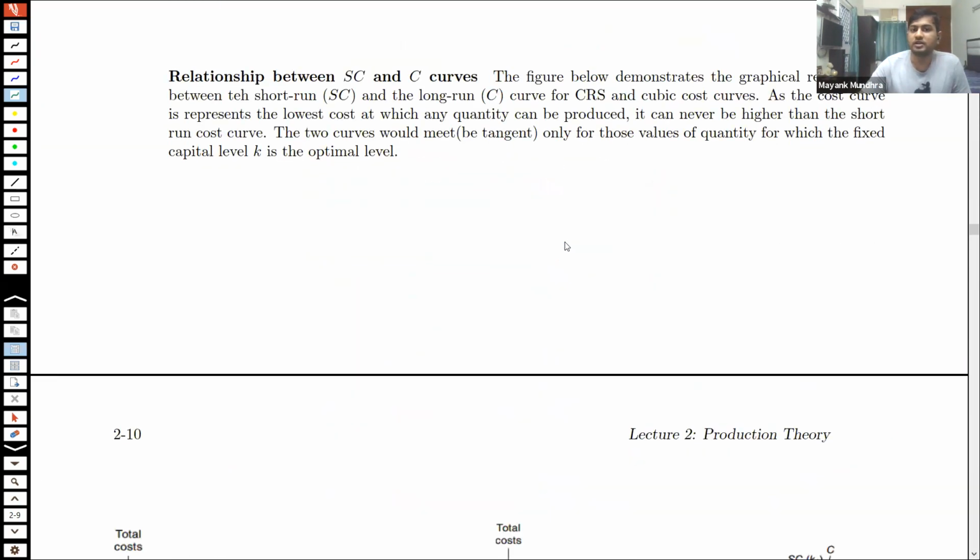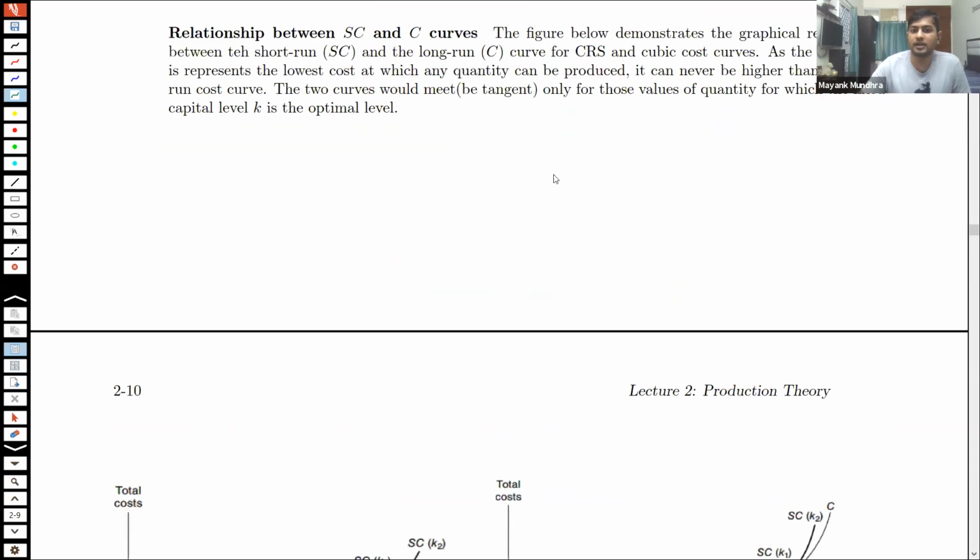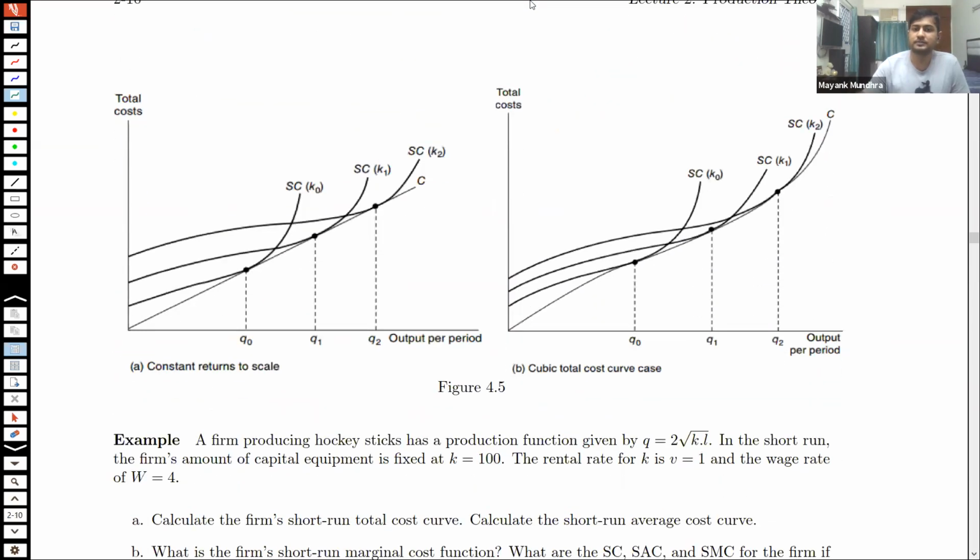So the short-run cost curves look like this. If this is your linear long-run cost curve, the short-run cost curves are going to look like this for different levels of capital. If you have a level of capital K0, it's going to look like this. It's going to be equal to the long-run cost at one point. The C is the long-run cost.